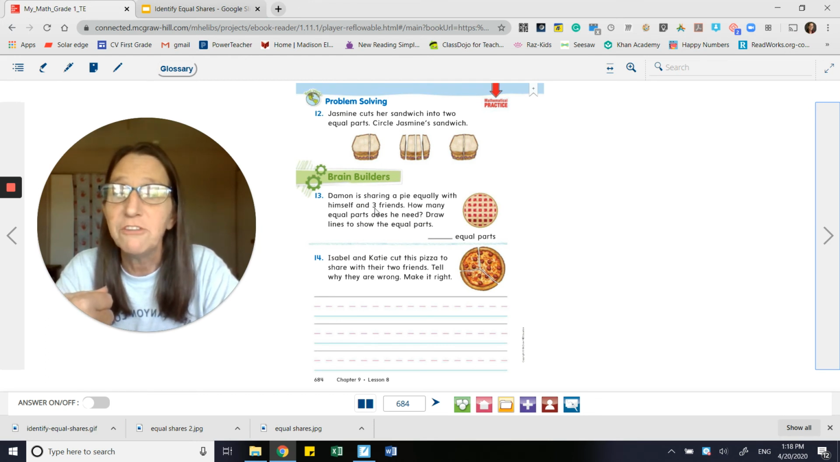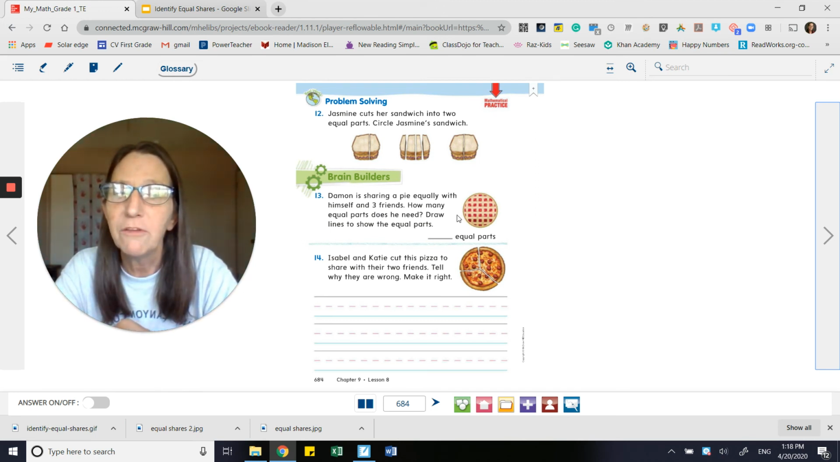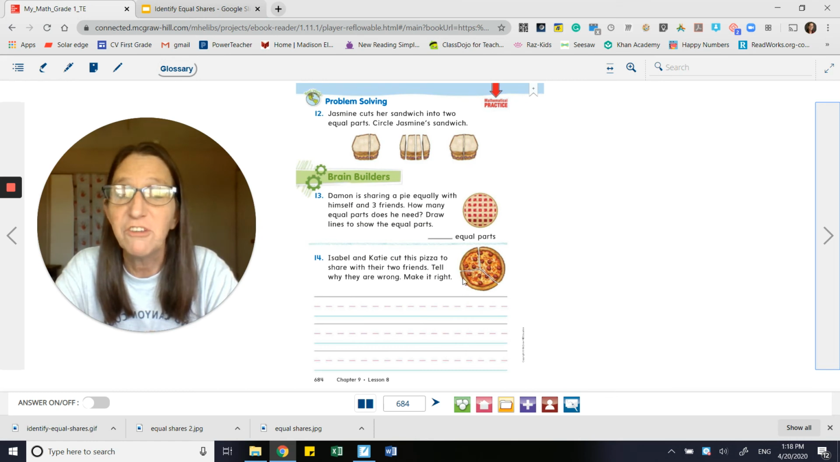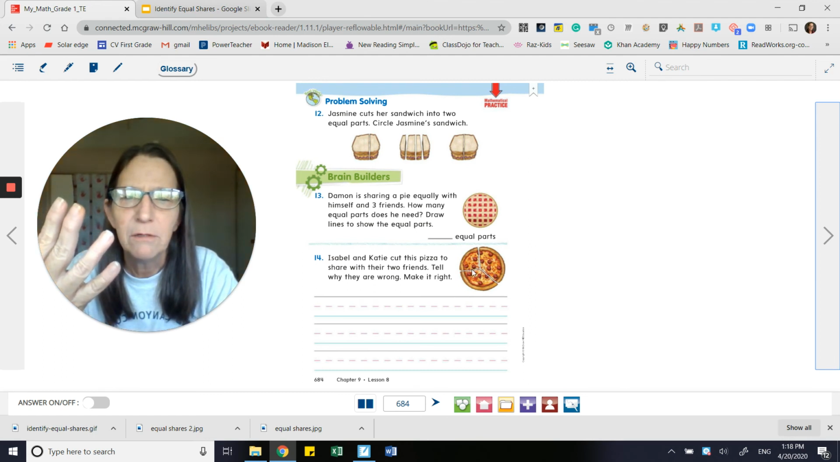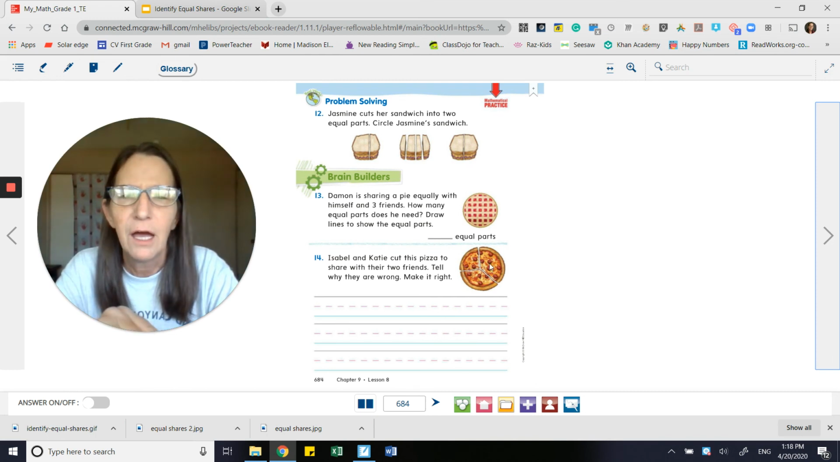Here it says Damon is sharing a pie with himself and 3 friends. So there's 3 friends plus him. How many parts does he need? Show me. How would you cut this pie to make 4 equal parts? And then Isabel and Katie cut this pizza to share with their 2 friends. Isabel, Katie, and 2 friends. Wait a minute. I only see 3 pieces, but there's 4 friends. How would they fix that? Draw that down here and tell me how they can fix it, okay?